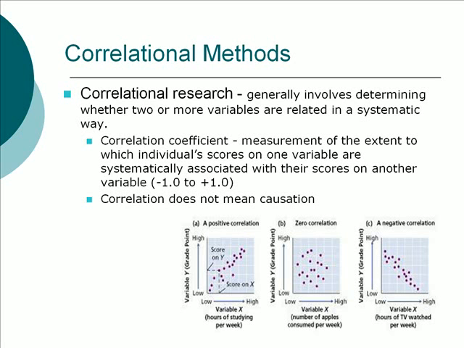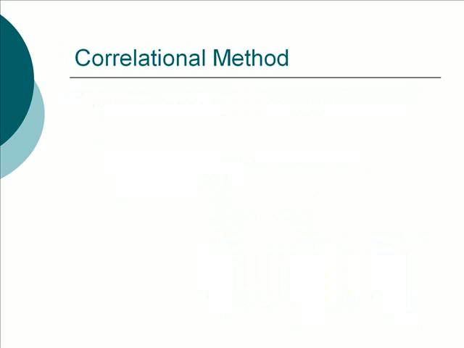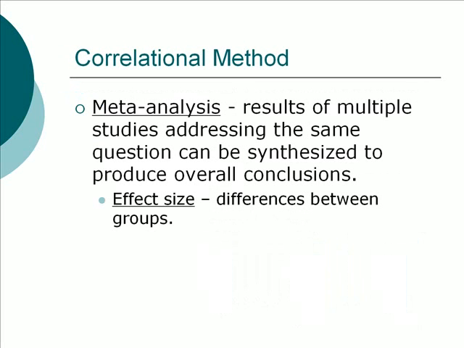You see lots of correlational studies out there, and one of the most useful right now is something called a meta-analysis. A meta-analysis combines multiple studies addressing the same questions so they can be synthesized to produce overall conclusions. These are like mega studies. You take the populations from a variety of published studies, say 10 to 15, and you're able to take variables that are the same in all of those different studies and group them together. When you group those together, you develop something called an effect size that looks at the differences between groups.